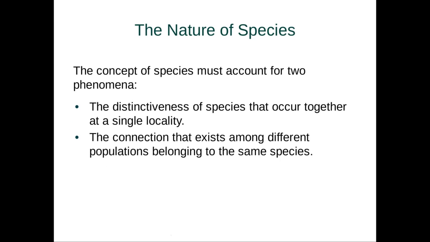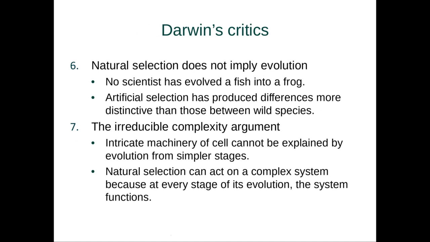And I think finally, the irreducible complexity argument: people argue that the intricate machinery of the cell cannot be explained by the evolution from simpler stages. And actually, we know that's just not true. You can actually see cellular intermediates in modern day living things. And natural selection can act on complex systems.